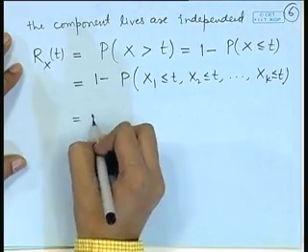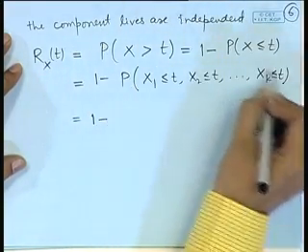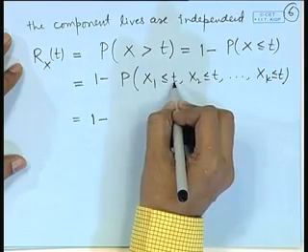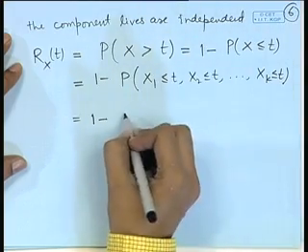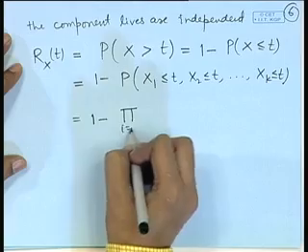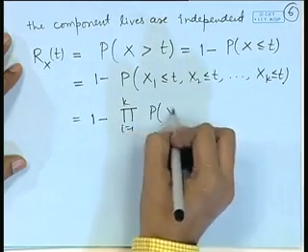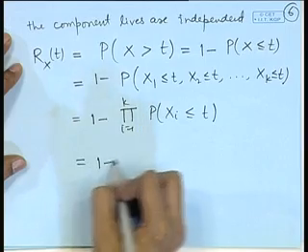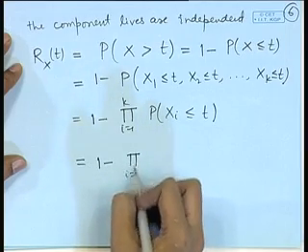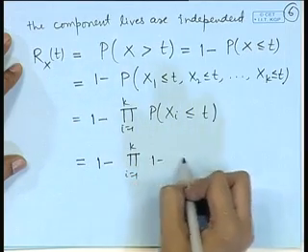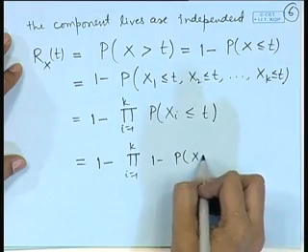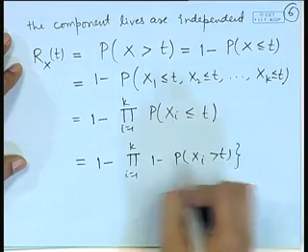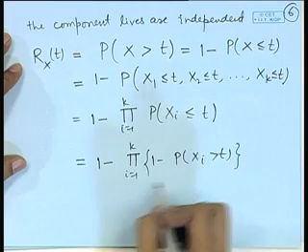This is equal to 1 minus. Now once again we can make use of the independence of the lives of the individual components. So it becomes the product of the probabilities of xi less than or equal to t, which is nothing but 1 minus the product of 1 minus probability of xi greater than t. Now, this is nothing but the Ri.